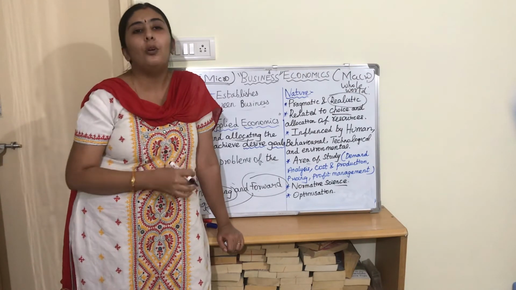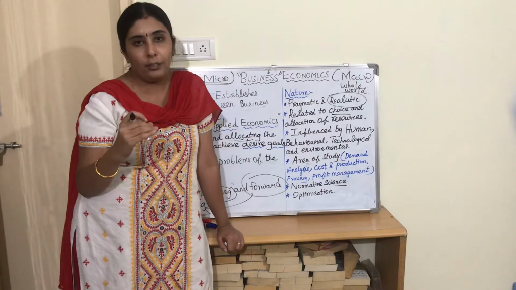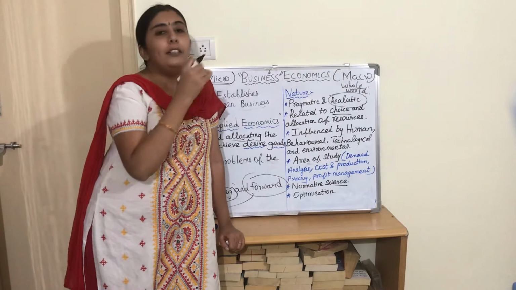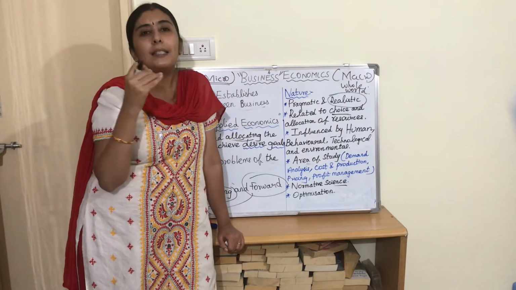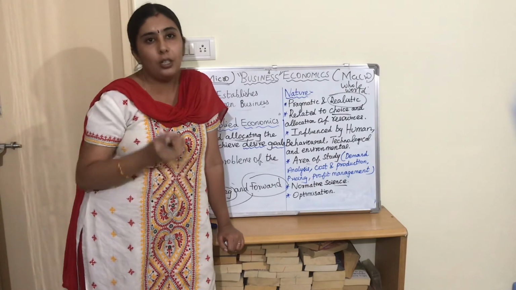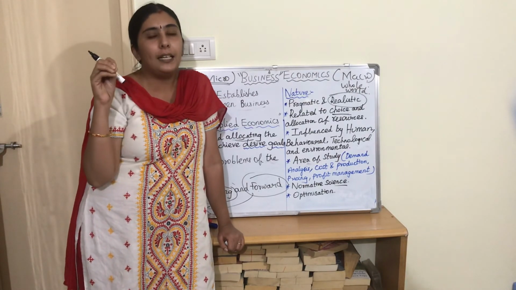So in this video, we covered the concept of meaning and nature of business economics. We saw whether it comes under micro or macro. Some of the terms I said we'll see in the next video, for example cost and management, optimization, and positive or normative economics. Whatever it is, we will see it in detail in the next video.